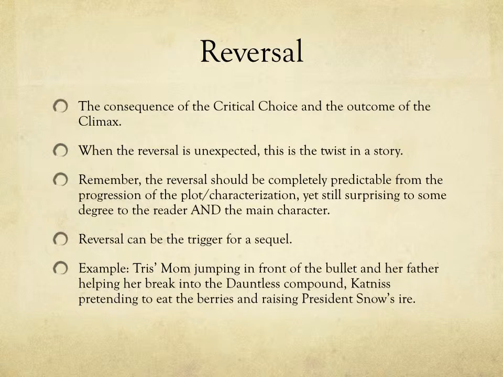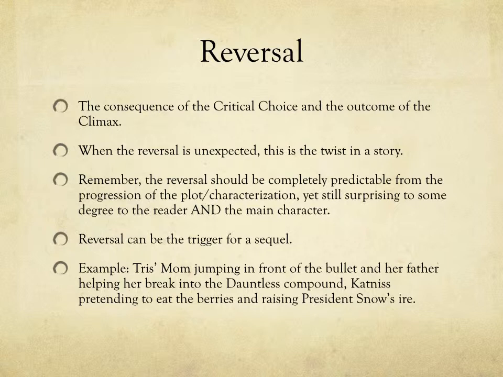An example of a reversal is Tris's mom jumping in front of the bullet and their father helping her break into Jeanine's compound. From those characters, we know that Tris's mom is selfless, and we know that her father loves her. These are things we expect from their actions because of what we've seen the entire story. Then the reversal for Katniss is pretending to eat the berries and raising President Snow's ire, because we know she's a little bit rebellious and wants to survive. By this point in the story, we know she has no respect for the current government and is willing to do anything. So those reversals are very predictable.